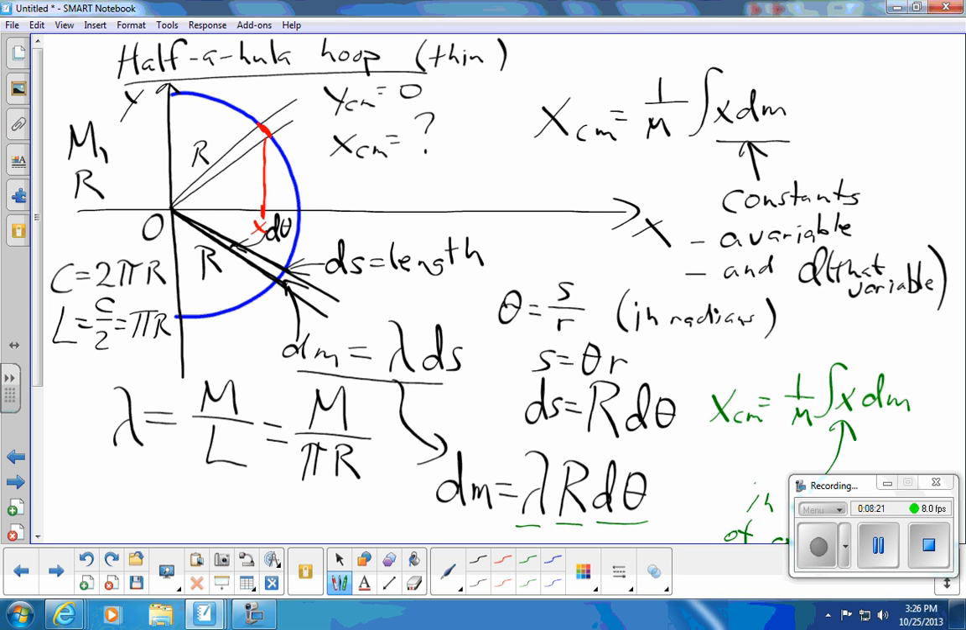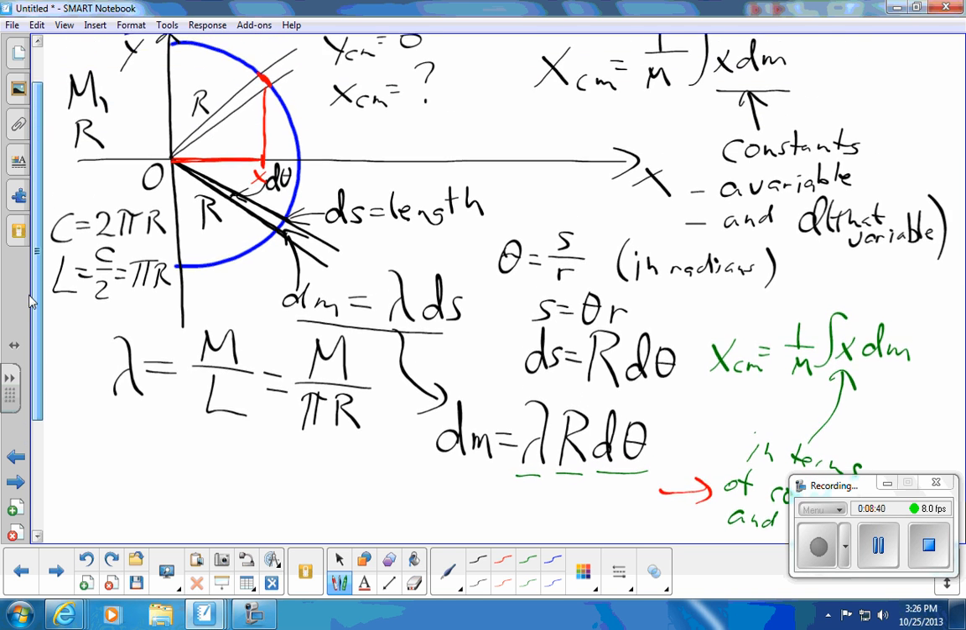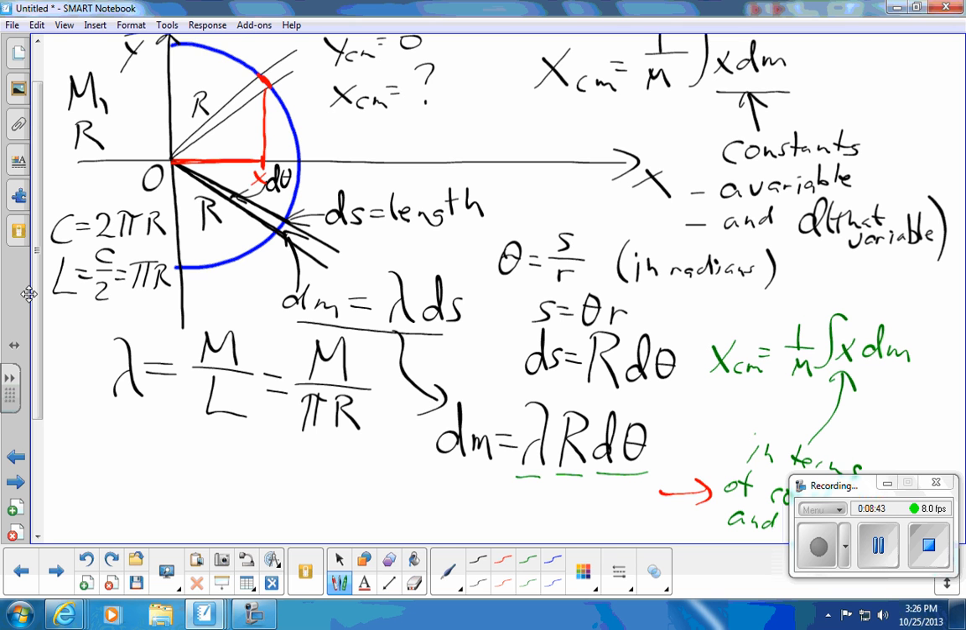Can I say something about where this x position is? In other words, this distance from the origin, that's what x means. I want to express x in terms of constants and theta. Can I do that? What the heck is theta? Well, theta, as always, is the angle measured counterclockwise from the x-axis. That's theta.